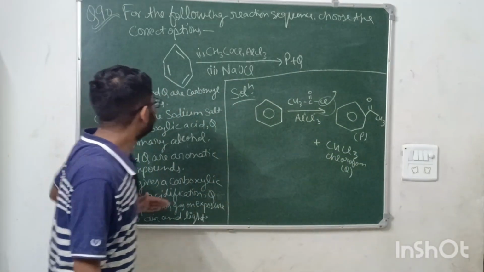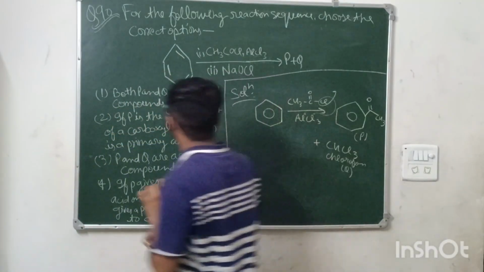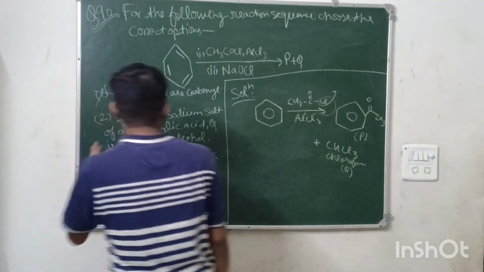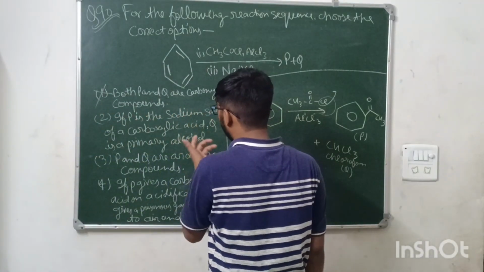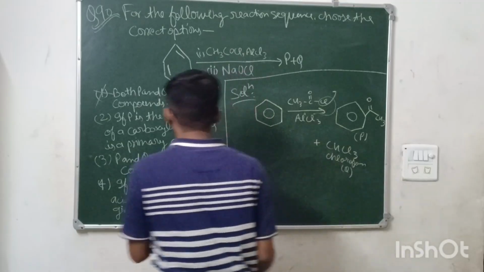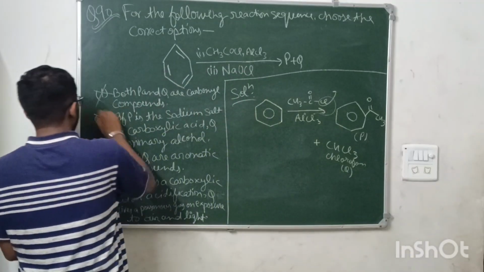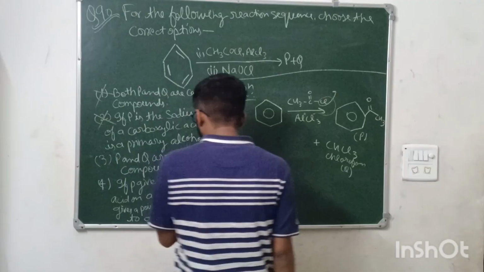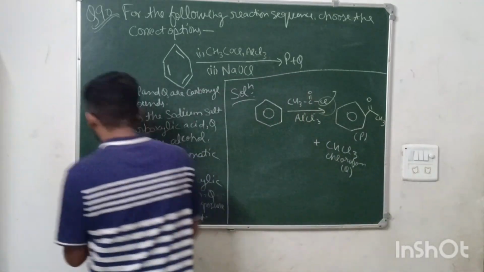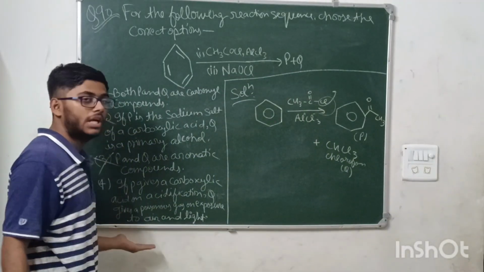P and Q are there. Now you need to verify the option. Both P and Q are carboxylic carbonyl compounds. Wrong. P is the sodium salt of the carboxylic acid, Q is a primary alcohol. Is Q a primary alcohol? No. Wrong. P and Q are aromatic compounds. This is also wrong. Fourth option only answer.